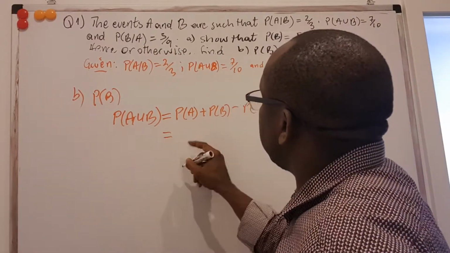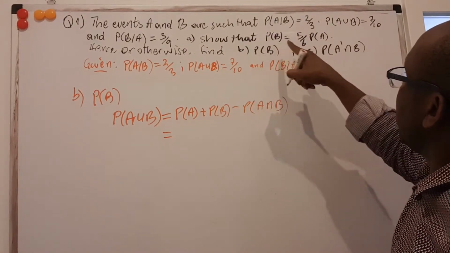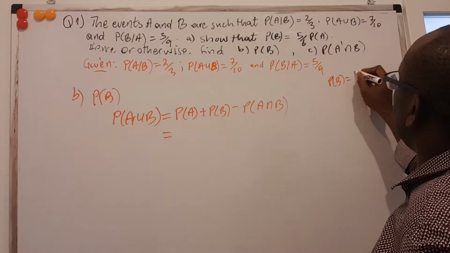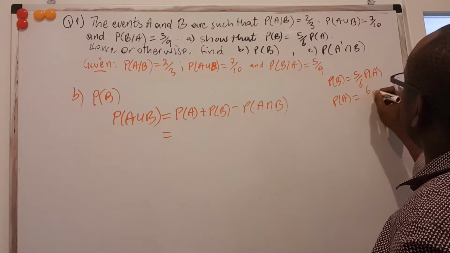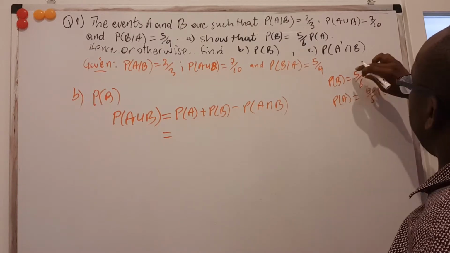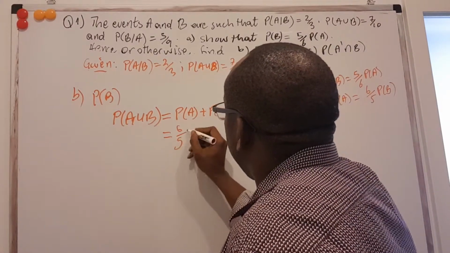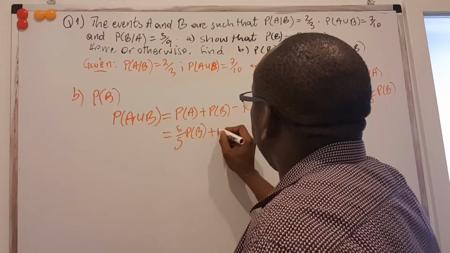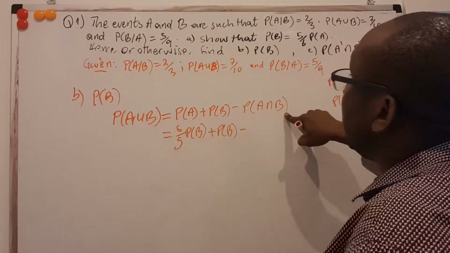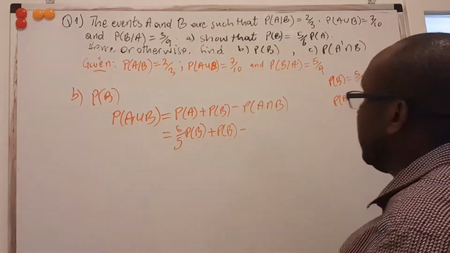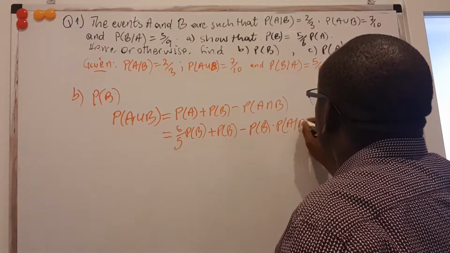So what I'll do here is play around with P of A. If P of B is equal to 5 on 6 P of A, it means P of A is equal to 6 on 5 P of B. I just divide both sides and invert. So I can replace that here: this is 6 on 5 P of B plus P of B minus, written in the form we indicated that has P of B, P of B times P of A given B.